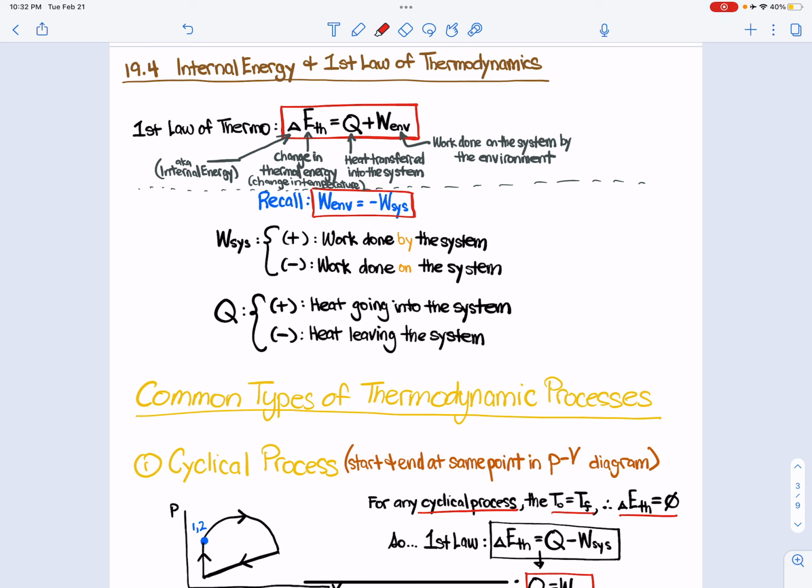And when is work done by a system positive? Work system is positive when work is done by the system. Then it's positive. All right. Work system is negative when the work is done on the system by the environment. Okay. And for Q, heat transfer, it's positive when heat goes into the system. Heat is going into the system, and it's negative when heat is leaving the system. Okay.